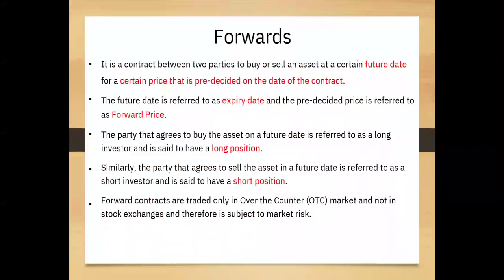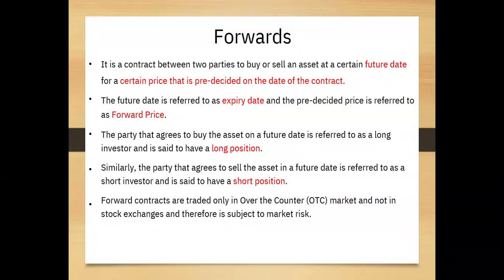Now, let me move on to the derivatives one by one. First and foremost, I will go for the forwards. What do you mean by forwards? A forward contract is a customized contract between two entities where settlement takes place on a specific date in the future at today's pre-agreed price. In other words, it is a contract between two parties to buy or sell an asset at a certain future date for a certain price, but the price is determined now itself, a predetermined price or pre-agreed price on the date of the contract.